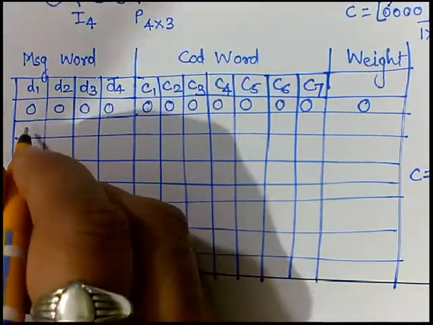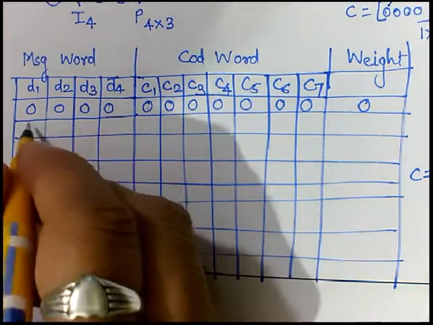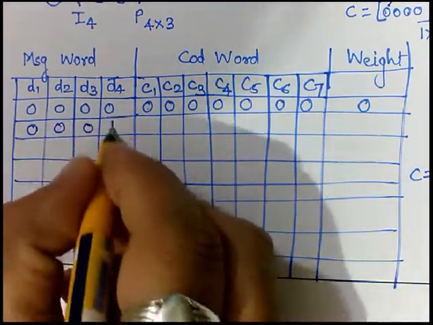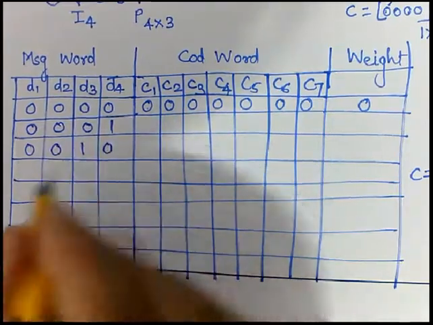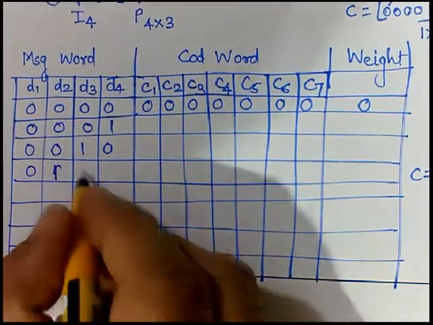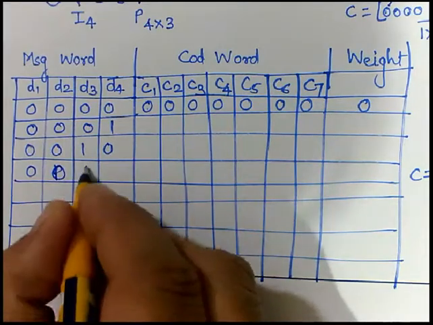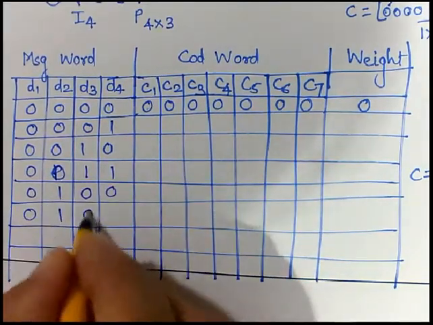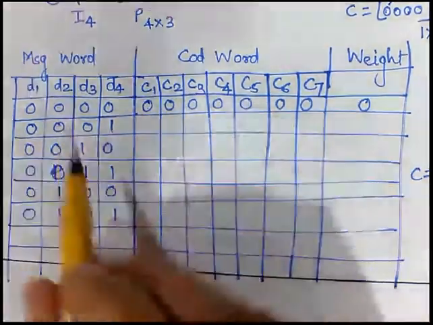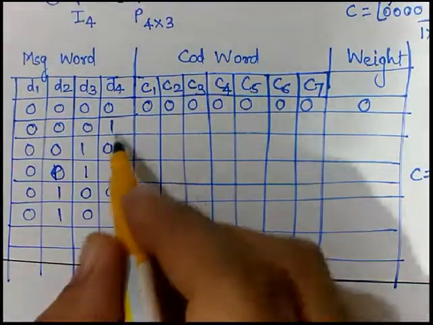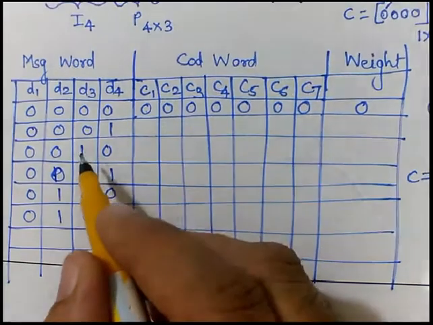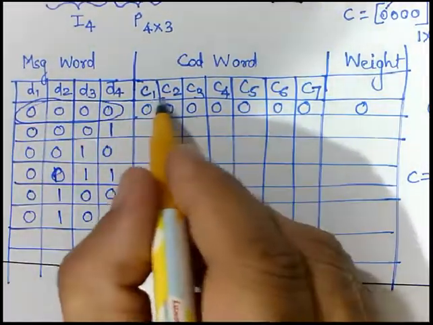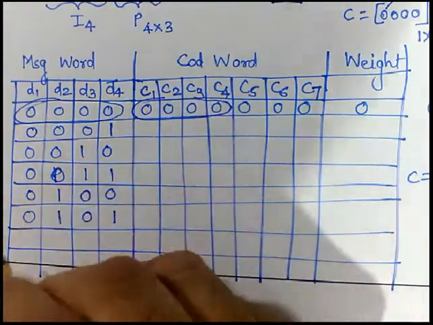As we have seen, the message word possibilities total 16 message words. So let me write here 0 0 0 1, 0 0 1 0, 0 0 1 1, 0 1 0 0, 0 1 0 1. Here at each and every step you will find that in a systematic LBC, the first 4 bits of the message will be the same as the first 4 bits of the code word.